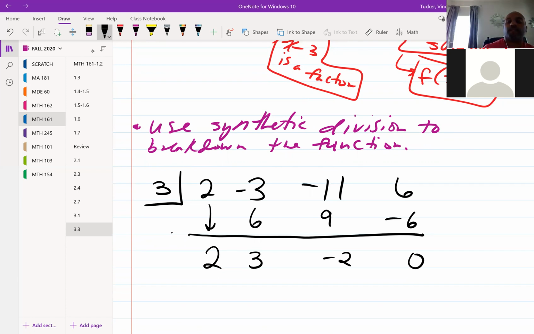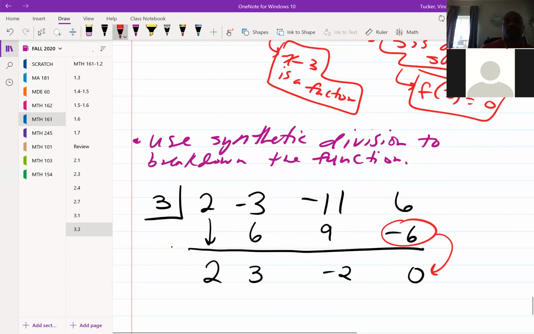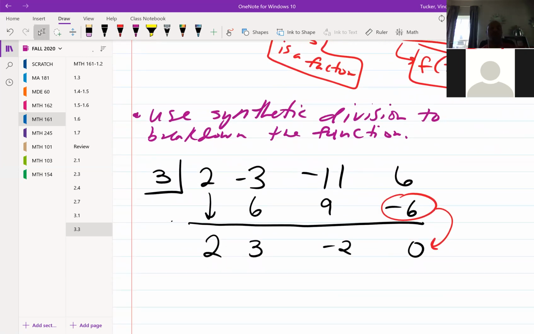So if anything appeared right here other than -6, then somewhere we went wrong, because we had to get this 0 because they told us that 3 was a 0 of this function. So when they tell you something like that, you can't get anything different. Somewhere we would have gone wrong. We could have written down a number wrong, written down a sign wrong. But just remember that when you go through this process, that's what's supposed to happen.